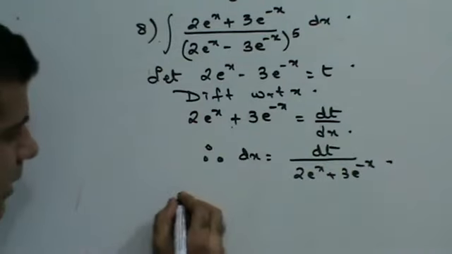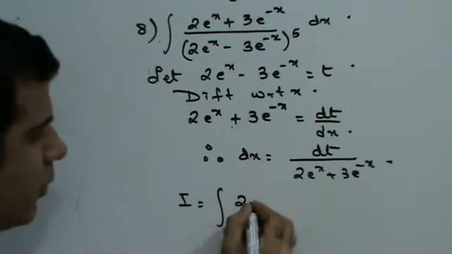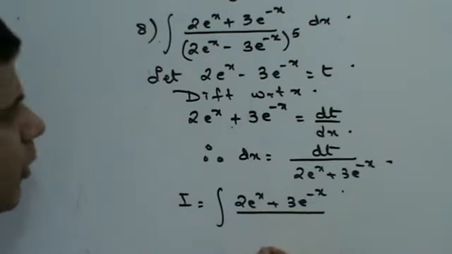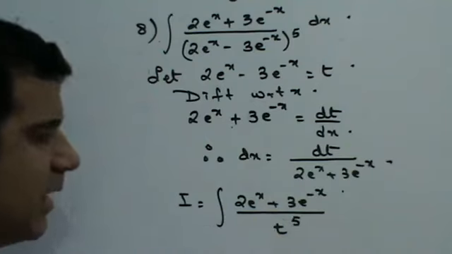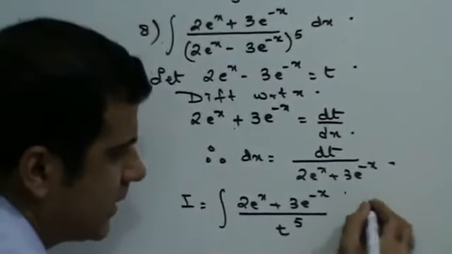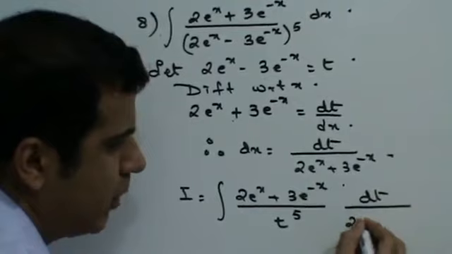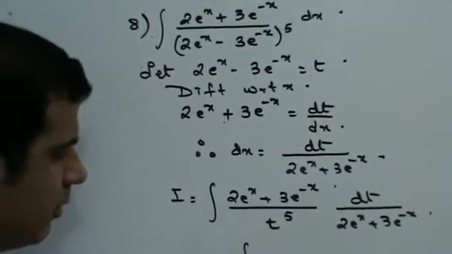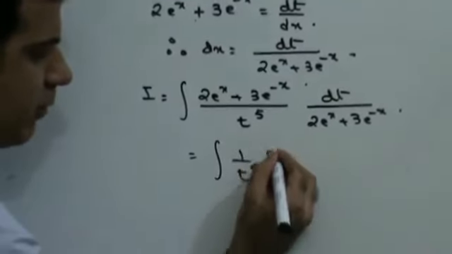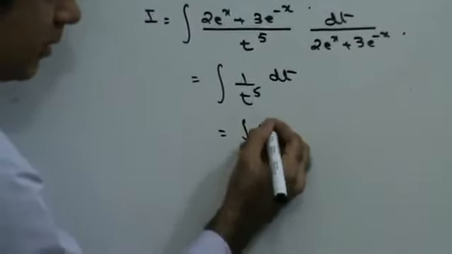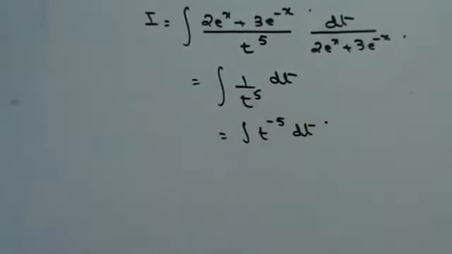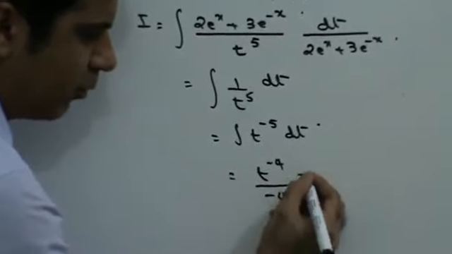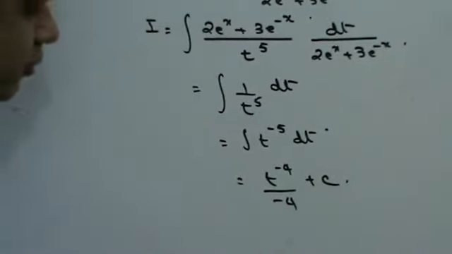Let's start with the sum. I is integral of (2e raised to x plus 3e raised to minus x) upon the denominator, which can be written as t raised to 5. dx is nothing but dt upon (2e raised to x plus 3e raised to minus x). So this will be integral of 1 upon t raised to 5 dt. That is integral of t raised to minus 5 dt. This is nothing but t raised to minus 4 upon minus 4 plus c. We substitute the value of t.